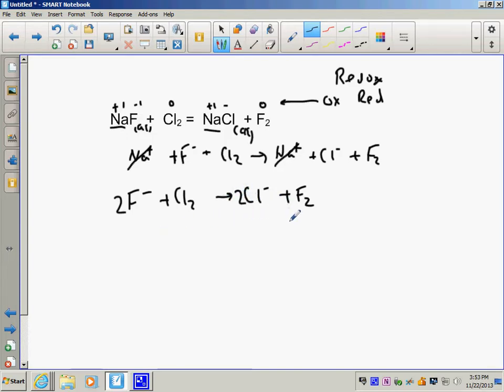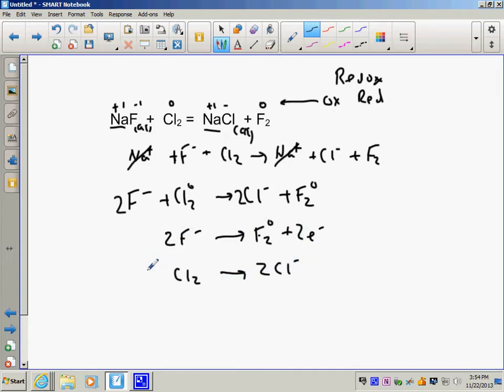All right, so split into the half reactions. The 2 fluoride ions go to F2, and the chlorine goes to 2 Cl negatives. Who is being oxidized, who is being reduced? So the charges got to be equal on both sides. I have two negatives here, so I have no charge here. So I need to add 2 electrons to this side. This means that these two are now equal.